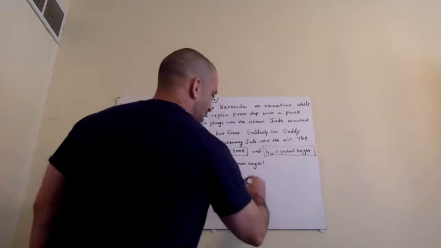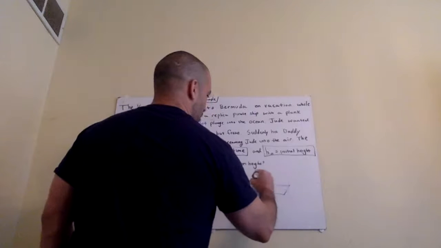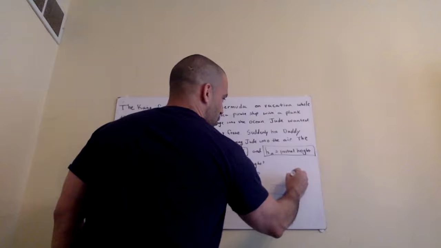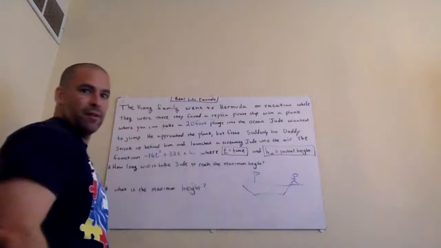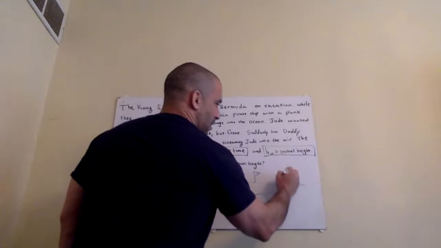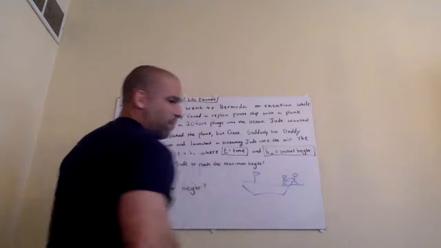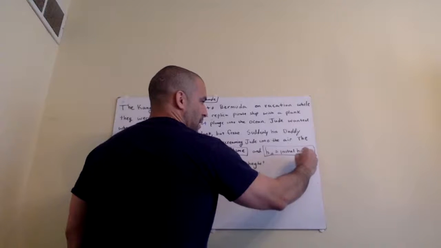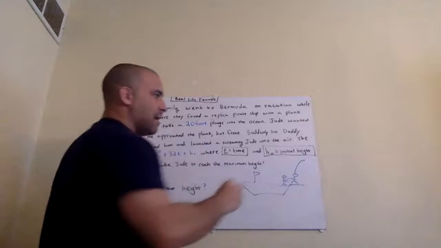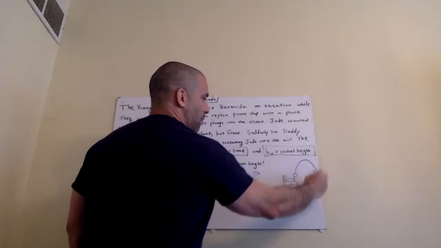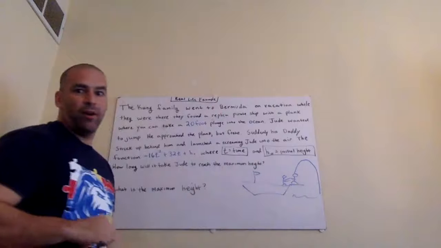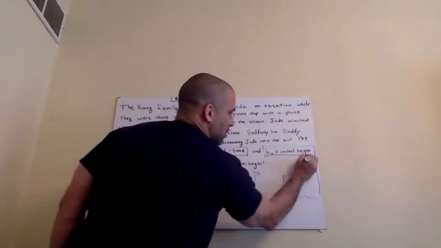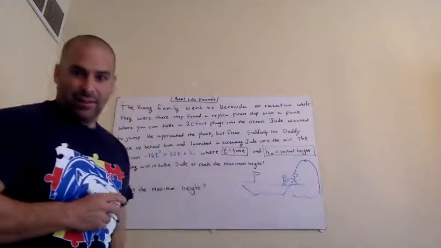So here we go. Here's our little ship. That's our pirate ship. Don't judge me. Here's our plank. And then here is Jude standing on the plank. Suddenly his dad comes over and throws him. What's going to happen is he's going to fly up in the air, and then eventually he's going to reach a maximum height, and then gravity is going to push him down into the water, where he's going to crash. So what we're looking for here is the maximum height, and how long does it take to get there?